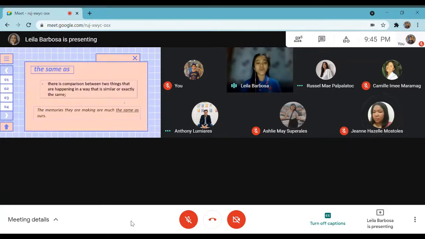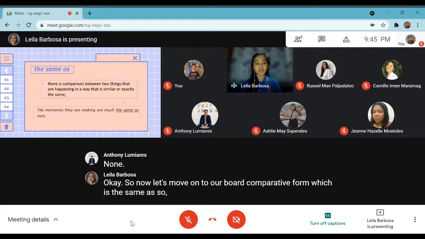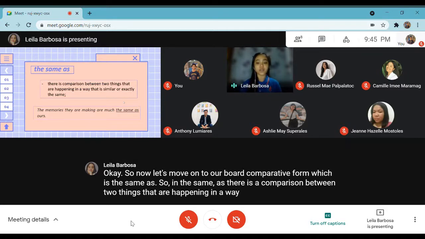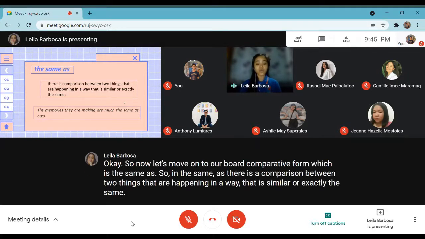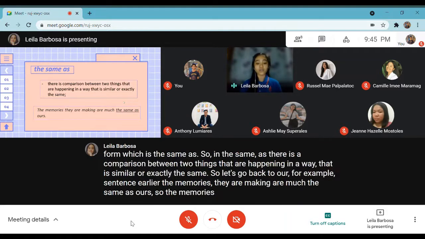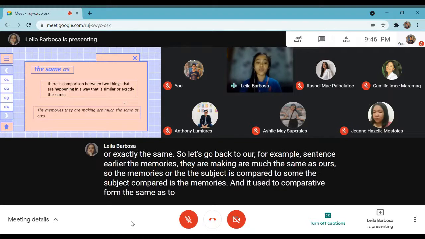So now let's move on to our fourth comparative form, which is the same as. So in the same as, there is a comparison between two things that are happening in a way that is similar or exactly the same. So let's go back to our fourth sample sentence earlier. The memories they are making are much the same as ours. So the subject compared is the memories, and it used the comparative form the same as to compare the similarity between these situations.